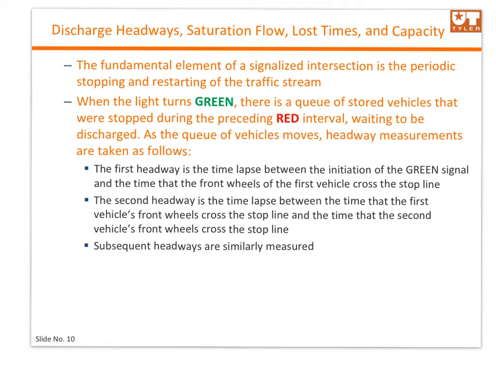As the queue of the vehicles moves, the headway measurements are taken as follows. How do we measure the headway? The first headway is typically the time lapse between the initiation of the green signal and the time that the front wheel of the first vehicle crosses the stop line. The second headway is measured as the time lapse between the time that the first vehicle's front wheels cross the stop line and the time that the second vehicle's front wheels cross the same stop line. And afterwards, the subsequent headways are similarly measured.